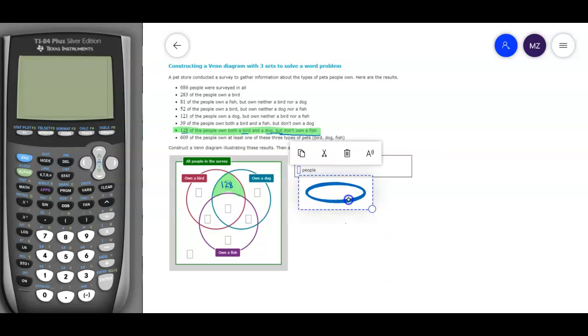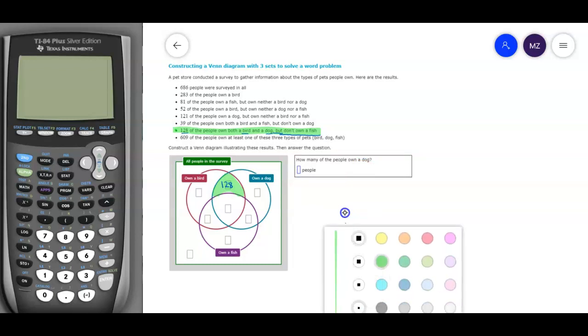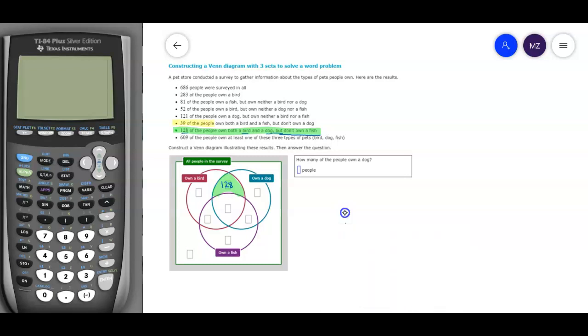Let me get rid of this. Now we're going to do a similar thing with 39. So what we have here, we have 39 people who own both a bird and a fish. So what is bird and fish? Bird and fish is going to be this part here. It's the intersection between bird and fish.